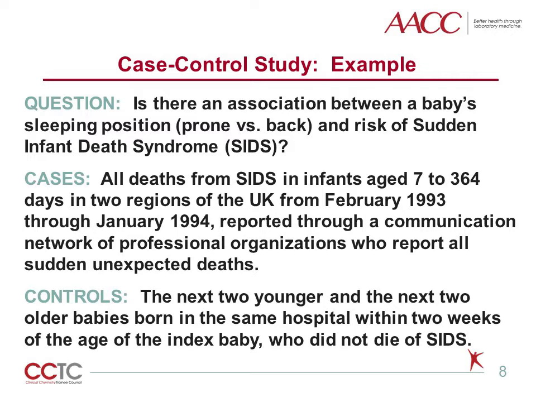The controls need to be similar children who did not die of sudden infant death syndrome. So what they did is go back to the hospital, the same hospital in which the SIDS baby had been born, and identify the next two younger and the next two older babies who were born in the same hospital within 2 weeks of the age of the index baby, but they did not die of SIDS. So cases were deaths from SIDS, and controls were babies born at the same time in the same hospital who did not die of SIDS. Case controls.